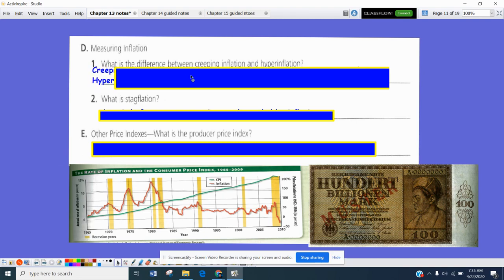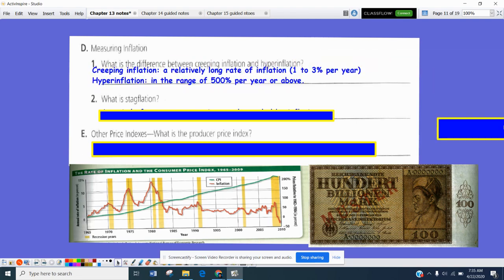Creeping inflation is probably a little better than hyperinflation. Creeping inflation is a relatively slow rate of inflation, and it's usually fairly eased as far as percentages. It might be going up maybe 1 to 3% a year. A lot of times when we look at wages, wages have to increase in smaller increments, and 1 to 3% isn't too bad. Hyperinflation, on the other hand, is extreme.